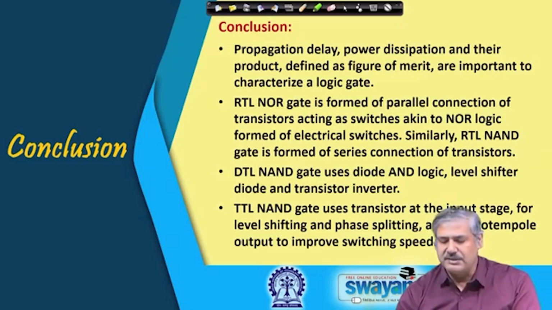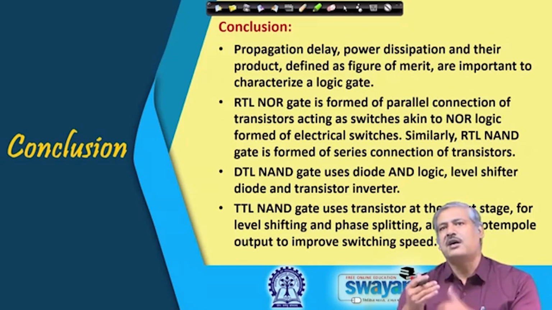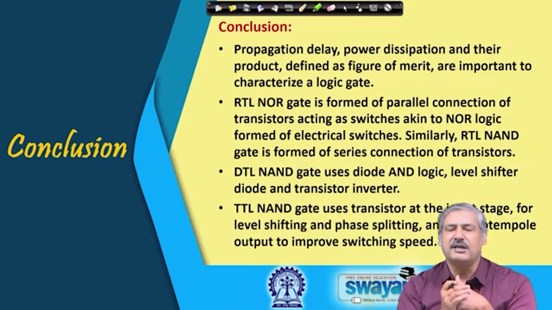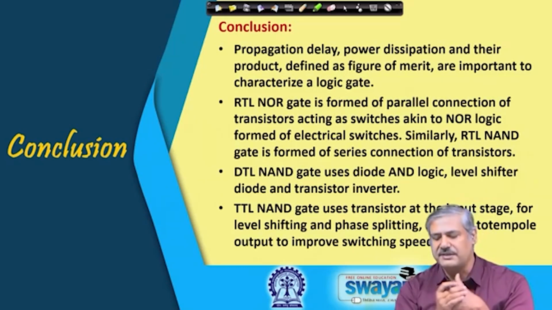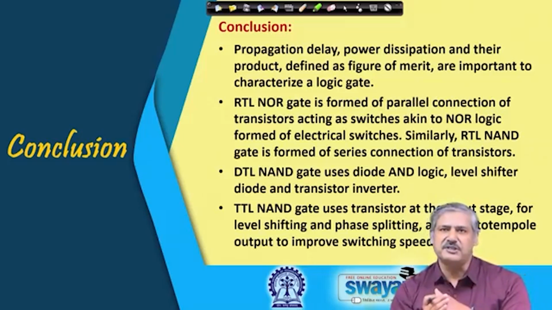Phase splitter is called so because the collector and the emitter of that phase splitter transistor are always out of phase. When one is high, another is low, making one of the transistors in the totem pole output on, and another off. Both of them are not on simultaneously, except during switching, that we shall discuss more later. And this totem pole output improves switching speed.